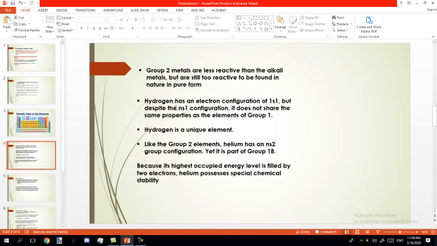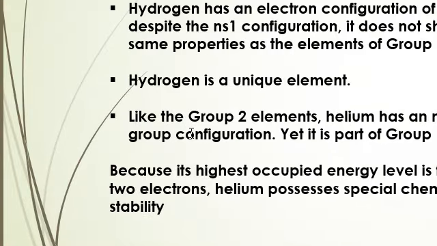And as we said, hydrogen has the electron configuration 1s1, but it doesn't share the same properties as the elements of group 1. Hydrogen has unique properties and it's a unique element. And helium has the electron configuration of the noble gas. Although it doesn't have 8 electrons, it has only 2 electrons because it has only one energy level, which is level 1, the K level, and it can be satisfied with 2 electrons. That's why helium is an inert gas.